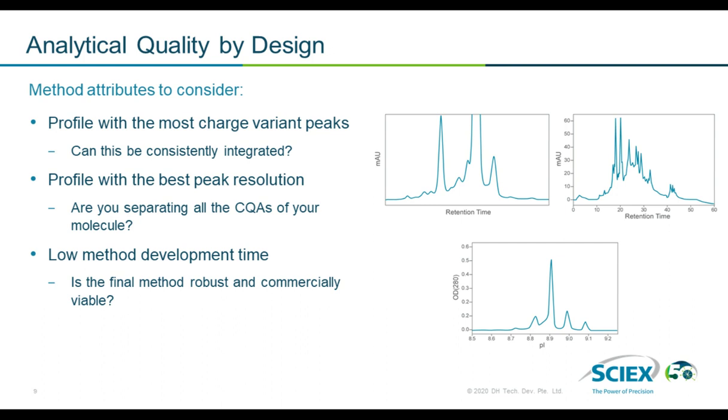Well, another consideration are method attributes. What does a good method look like, especially for charge variants? Are we looking for the profile with the most peaks? Are we looking for the profile with the best peak resolution? Or should we just start with a method we expect to have the lowest development time so that we can make it home and leave at 4 o'clock every day? We don't know going into it, and that's what makes charge variants so difficult.